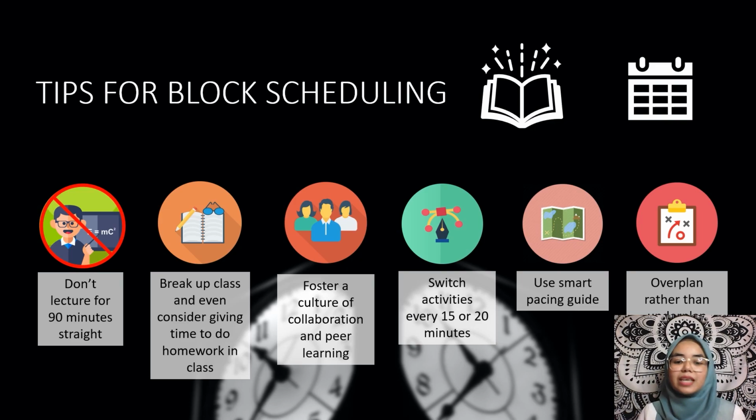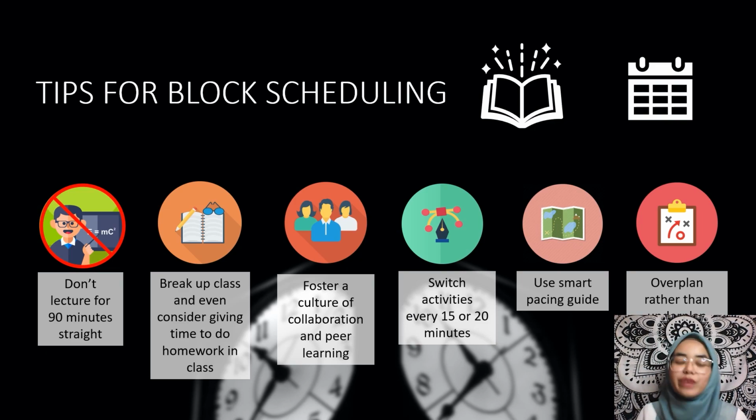Okay. Next, we go for fostering a culture of collaboration and peer learning. In block scheduling, since they have a lot of time in a class, they will use student-centered learning, which involves peer learning. Okay, then switch activities every 50 or 20 minutes.